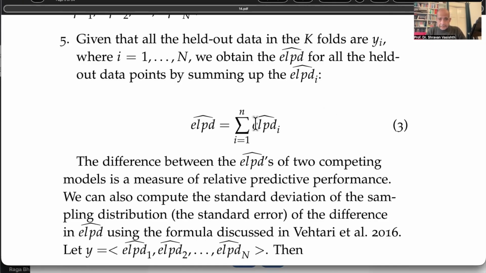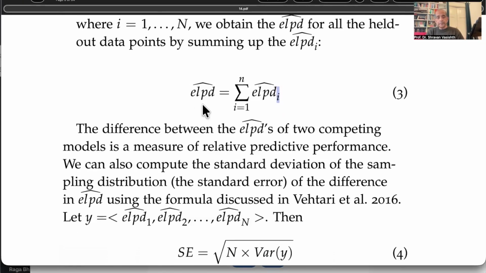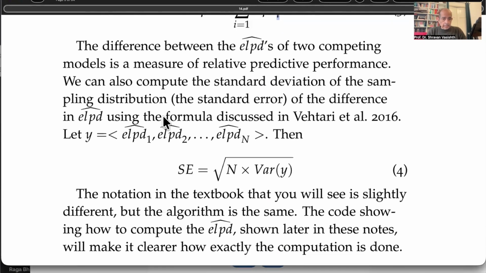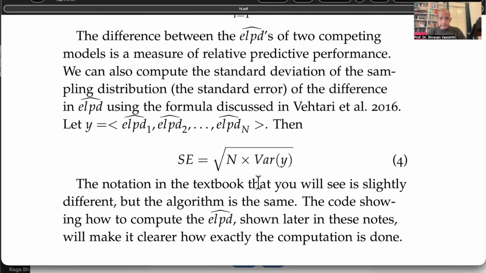Now we've got the ELPD hats for each one of those held out data points. So we sum those up, and that gives us the overall ELPD, expected log pointwise density. So that's going to be our metric for the quality of fit, okay? And the standard error will be calculated like this. We will take the variance of the pointwise densities, the vector of pointwise densities.